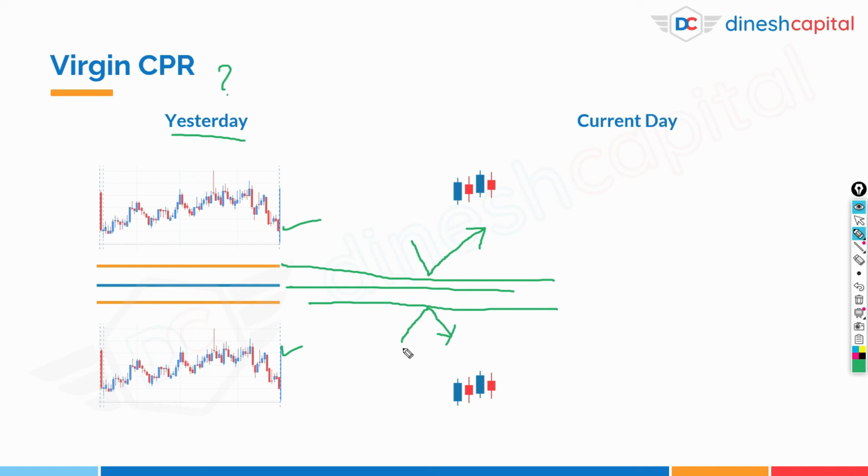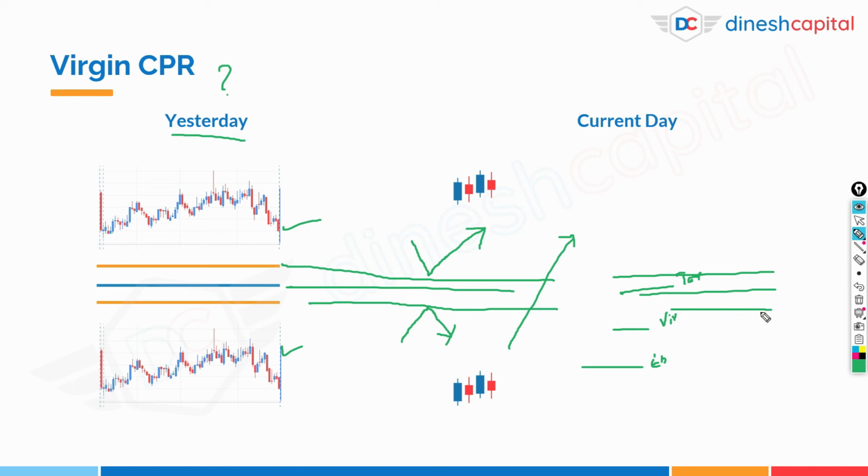So whenever there is virgin CPR nearby, you should avoid taking big breakout opportunities like this, because there is always a chance of reversal at this virgin CPR level. And also, whenever virgin CPR comes in between your entry and the target, let's say this is your entry and this is your target, and virgin CPR comes in between, it is better to close half of your position to minimize your risk. If it is not tested in the current day, extend this level for the upcoming days also, because the market will remember this level at least for a week.